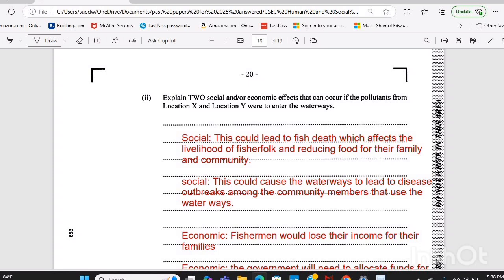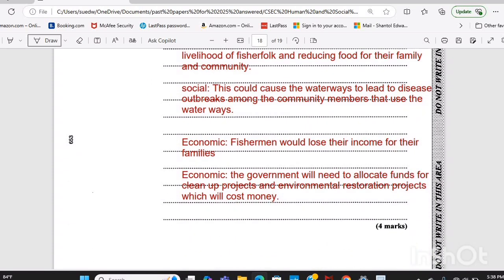Now, the social aspects. One, this could lead to fish death. If we have the pollutants entering the waterways, this could lead to fish death, which affects the livelihood of fisherfolk and reduces the food for their family and the community. So we're talking about this affecting the community. So it's social. Another social reason is this could cause the waterways to lead to more diseases, and the disease outbreaks in the community would cause those members, right, to become sick, and then you're looking at a breakdown of their ability to work for their families. So it affects their livelihoods and their lifestyle.